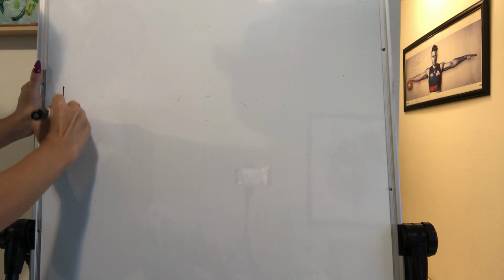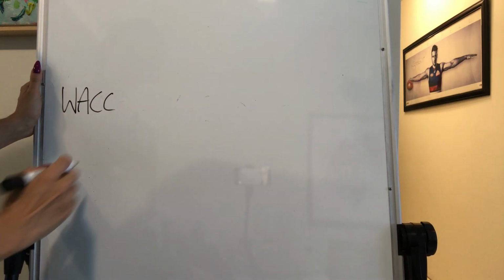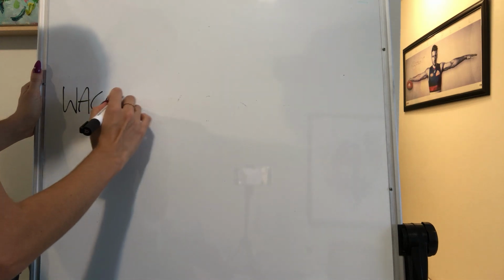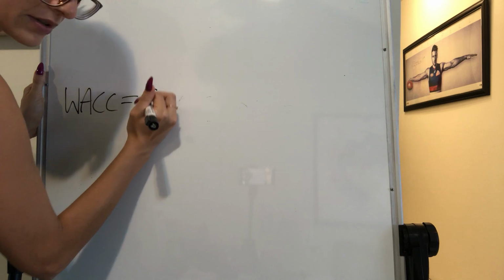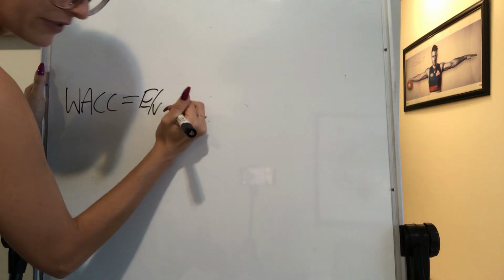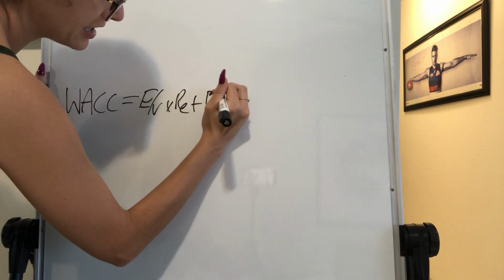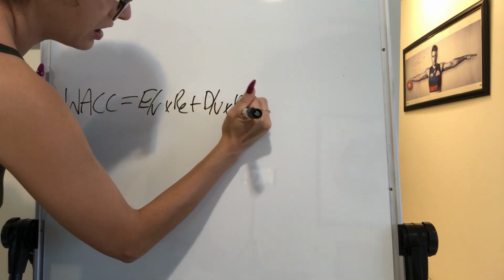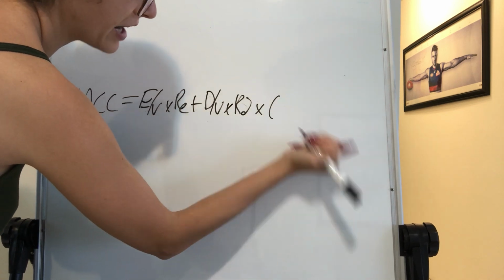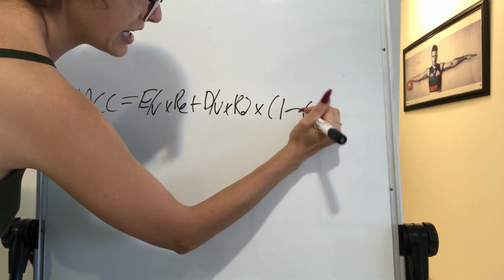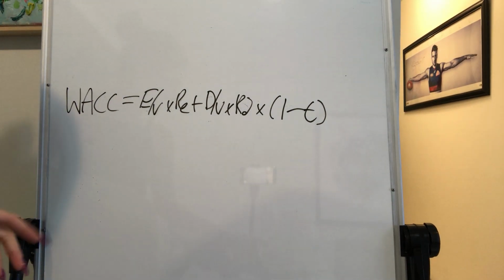So here we go, let's look at what we're calculating. This is our weighted average cost of capital. I'm going to write this out and then I'll explain it. WACC equals E over V times RE plus D over V times RD, okay? Then times brackets 1 minus T, which is our tax rate. So that's our formula written all out.